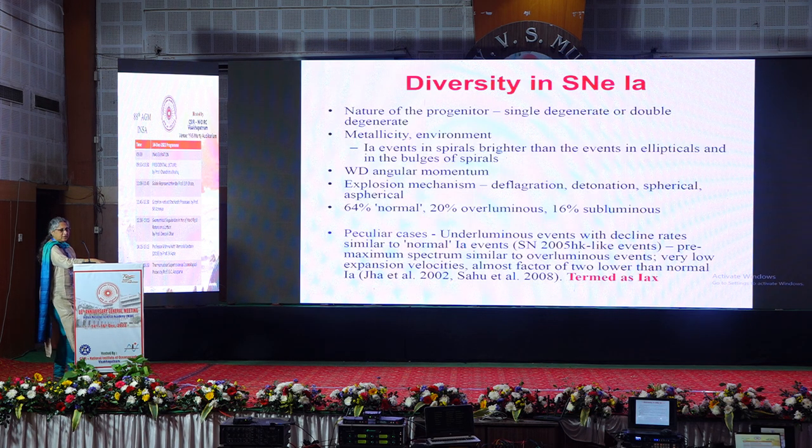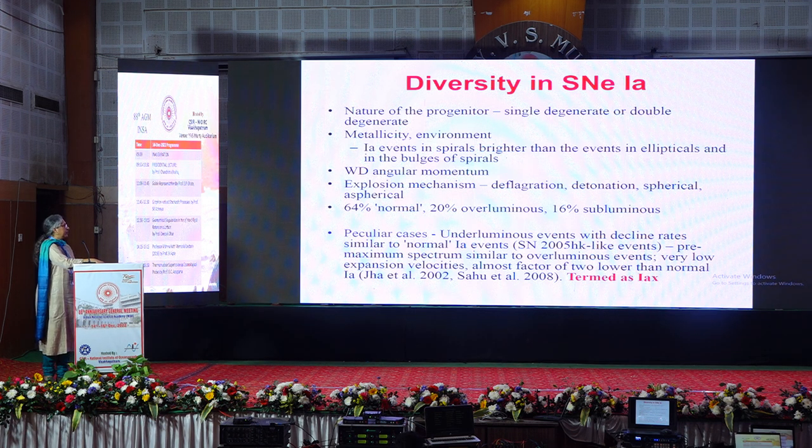So what is this diversity due to? It's basically due to the nature of the progenitor. The progenitor can either be a single degenerate white dwarf in a binary, or it can be double degenerate, that is two white dwarfs, a binary system consisting of two white dwarfs.